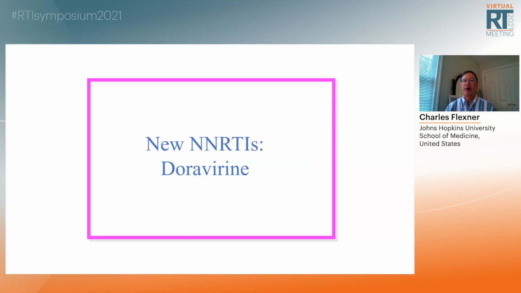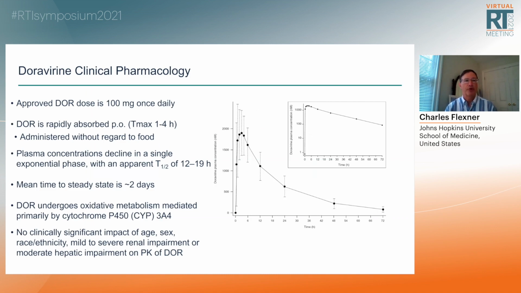Now we're going to move from NRTTIs to NNRTIs, non-nucleoside reverse transcriptase inhibitors. And we're going to talk first about doravirine. Doravirine has been recently approved at a dose of 100 milligrams orally once per day. It's rapidly absorbed, can be administered without regard to food, and its plasma concentrations decline in a single exponential with an apparent half-life of 12 to 19 hours, supporting once daily administration.